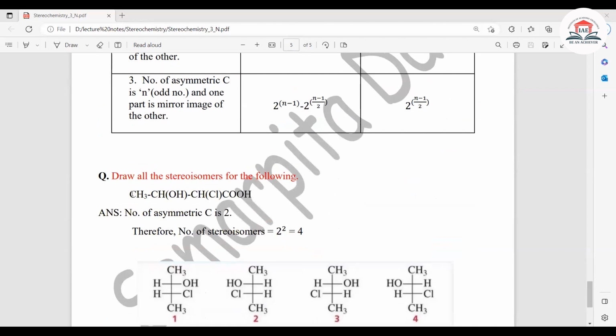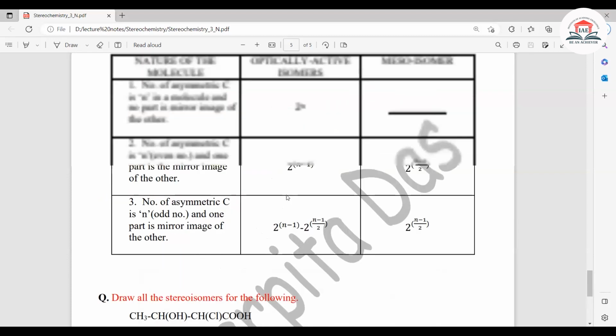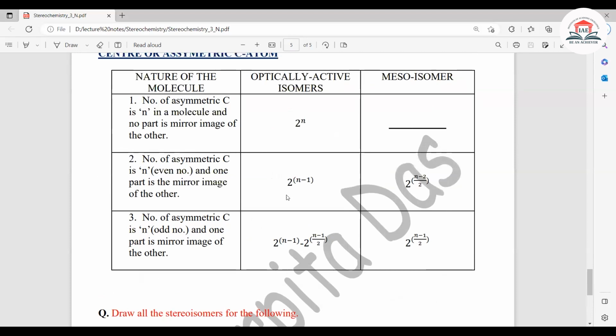One question comes every time. যেমন এই question-টা, the question will be like this: draw all the stereoisomers for the following molecule, and you will be given a molecule which looks like this. So how will you determine how many stereoisomers will be present in that molecule? What is your first job? Your first job is to look at the number of asymmetric carbons present in the molecule, and you also have to see whether one part of this molecule is a mirror image of the other.